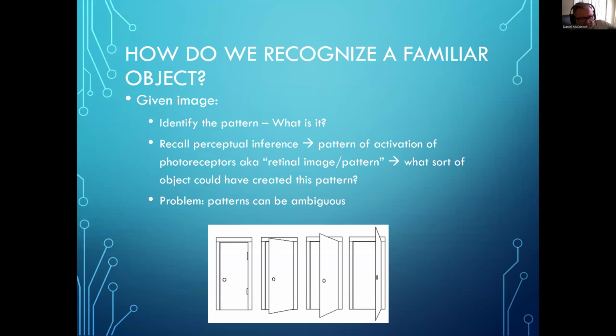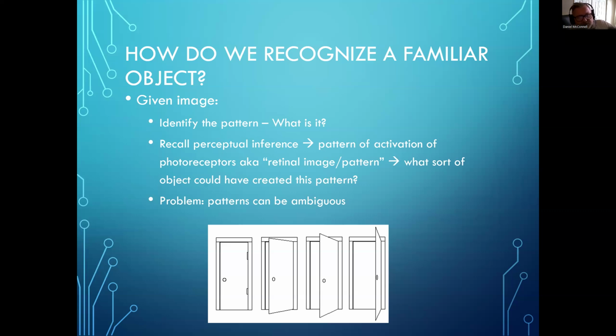And I have to then determine what it is I'm looking at. If I'm a brain with a visual system trying to take the retinal image and figure out what it is that I am seeing. Obviously, I just described what it is. It's doorways in various stages of being open or closed. But how do I know that it's a door?